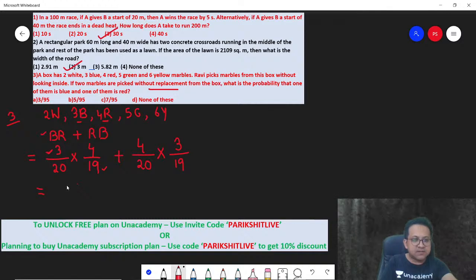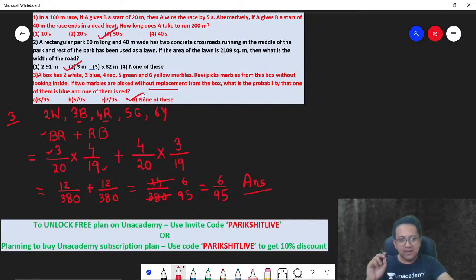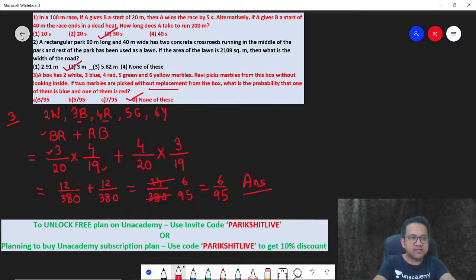Correct? So how much is this? 12 by 380 plus 12 by 380. So basically, 24 by 380. So you do the maths. 4 6s are, 4 9s are, 95s are. So 6 by 95 is your answer. None of these. Got it? Any doubt in this? I hope you are getting it. 6 by 95. Okay. Let's look at the next one.